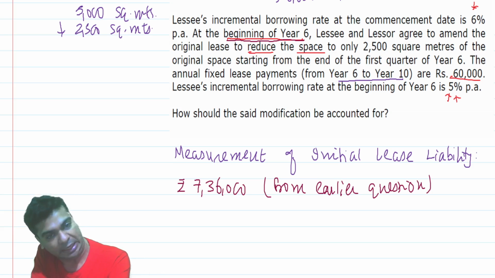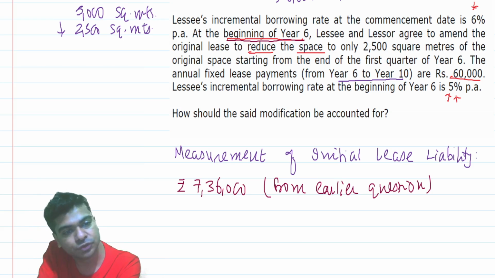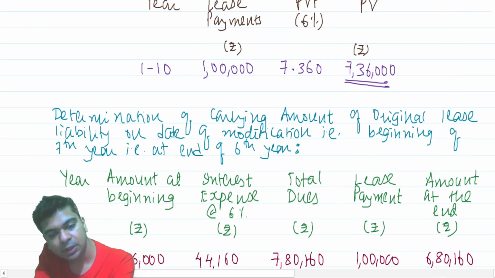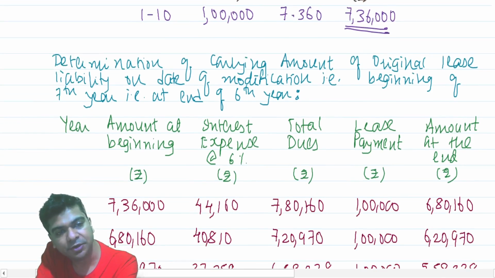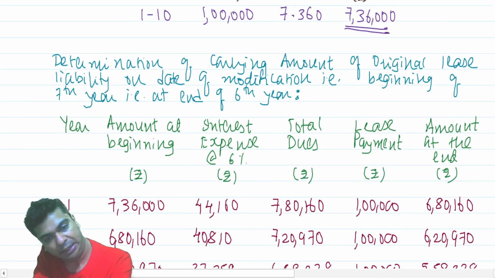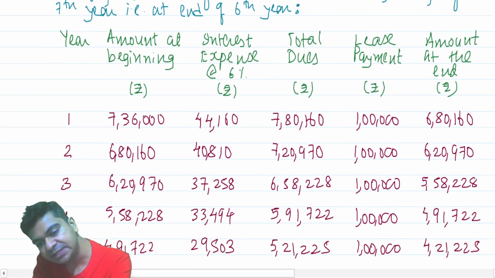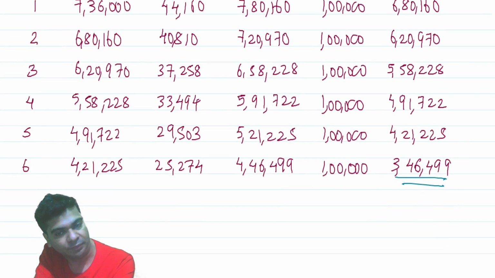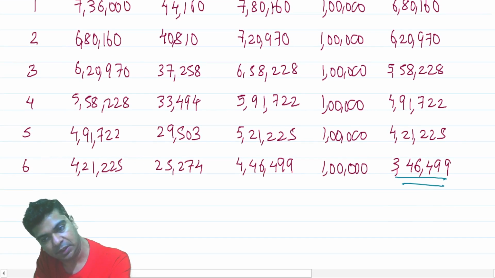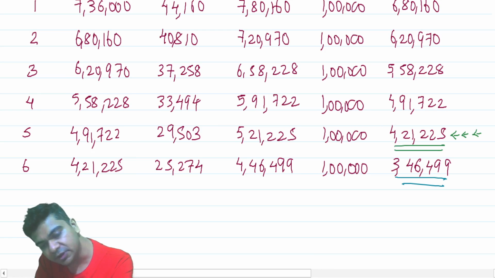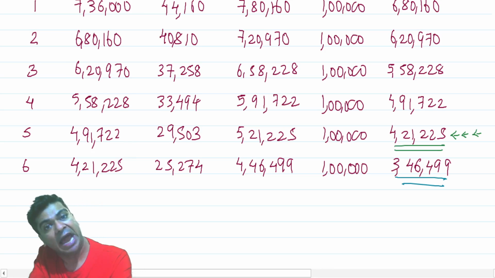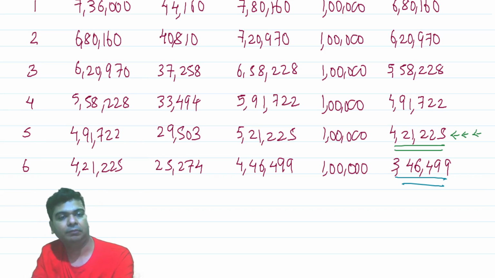Okay, so let me again check the earlier question solution. Here it is. In the earlier question, we had determined the carrying amount at the end of the 6th year. This time I want the carrying amount at the end of the 5th year. Here it is. This is the carrying amount at the end of the 5th year, isn't it? So for this question, 4,21,225, that is the relevant figure.